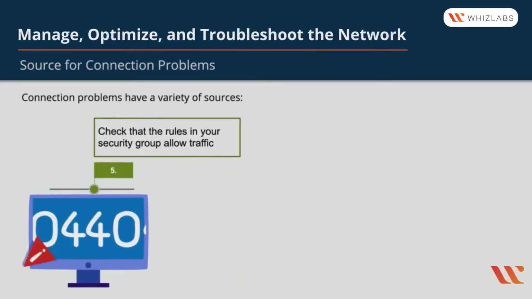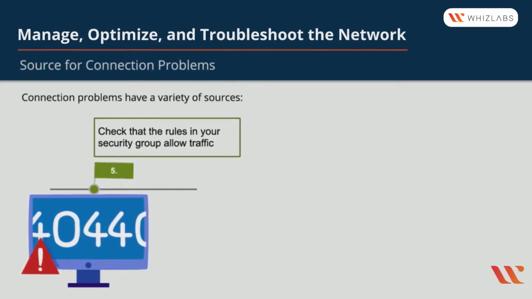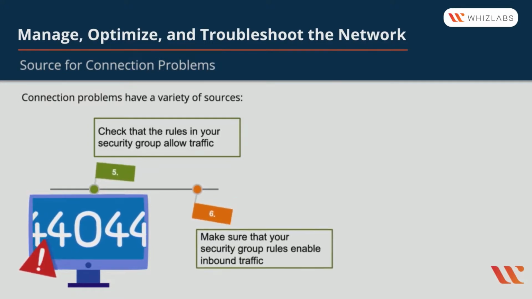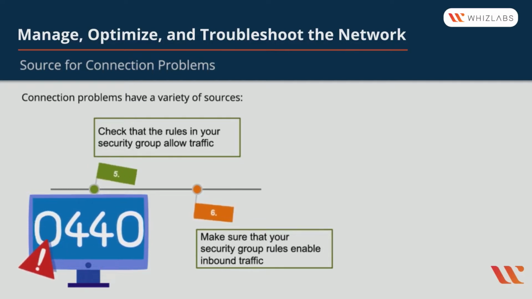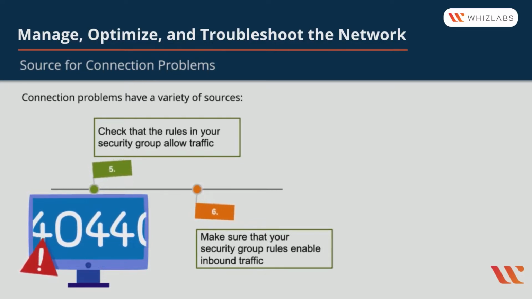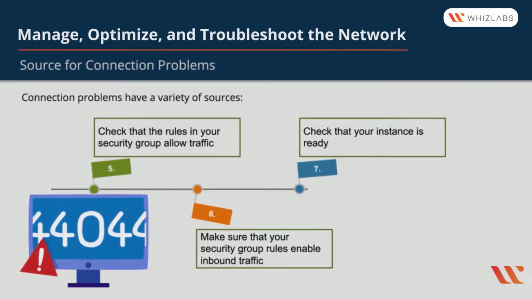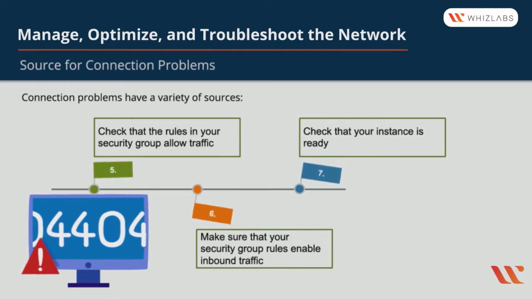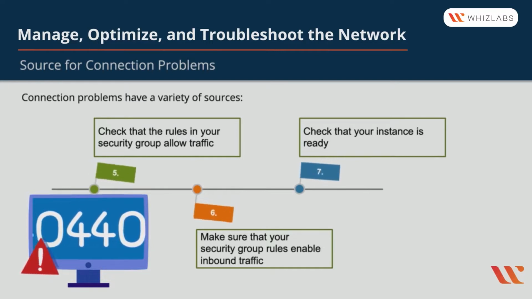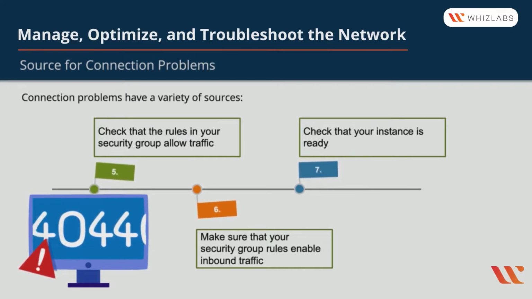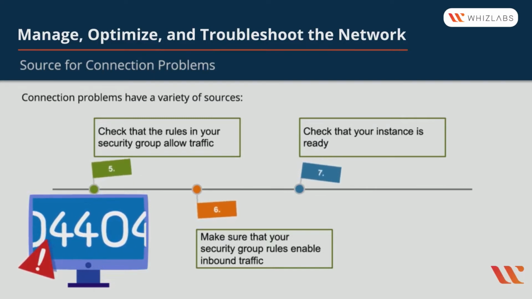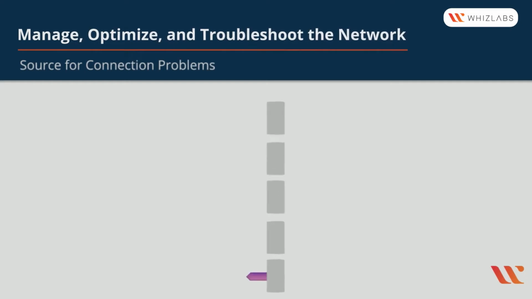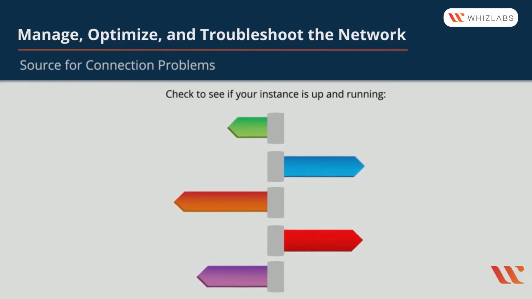Check that rules in your security group allow the traffic. Make sure that your security group rules enable inbound traffic on the appropriate port from your public IPv4 address. Check that your instance is ready. It may take a few minutes for an instance to be ready so that you may connect to it after it has been launched. Check to see if your instance is up and running and that it has passed its status check.